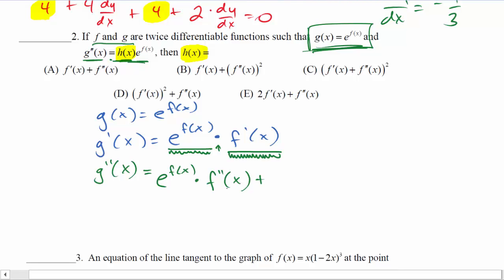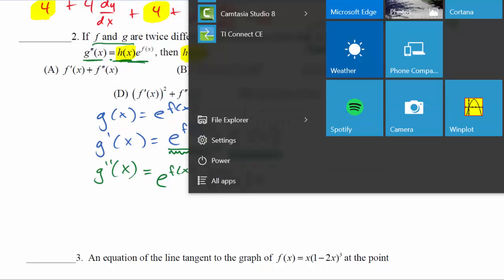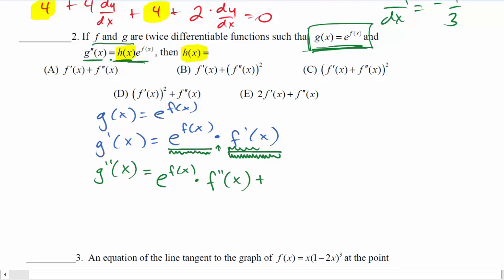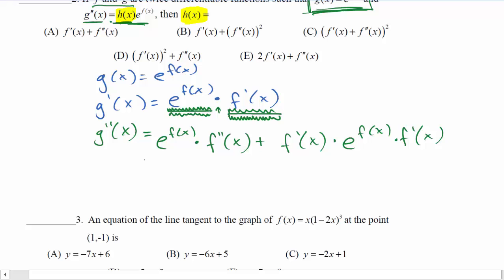plus. Now let's go backwards. Let's keep this guy the same. So that's going to be f prime of x times, and now I have to take the derivative of this guy, e to the power of f of x. Well, that's what we had before. It was e to the power of f of x times the derivative of the exponent, which is f prime of x. Now, trying to clean all this up, let's see.